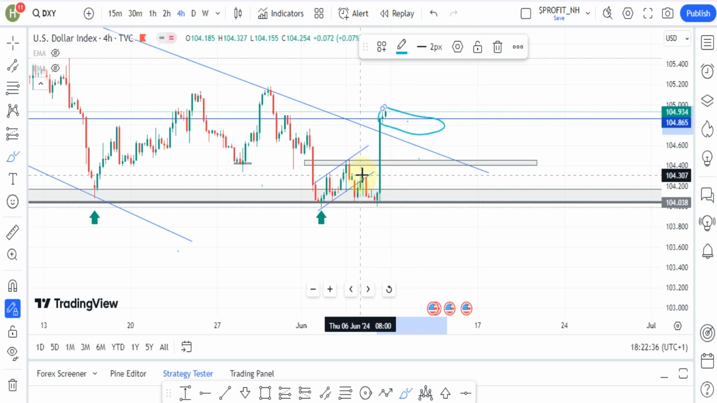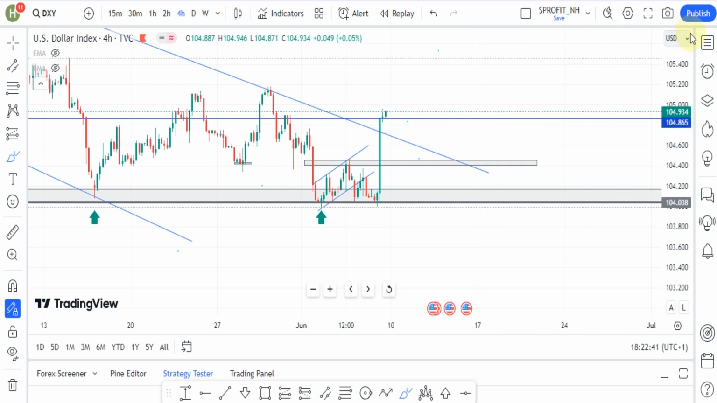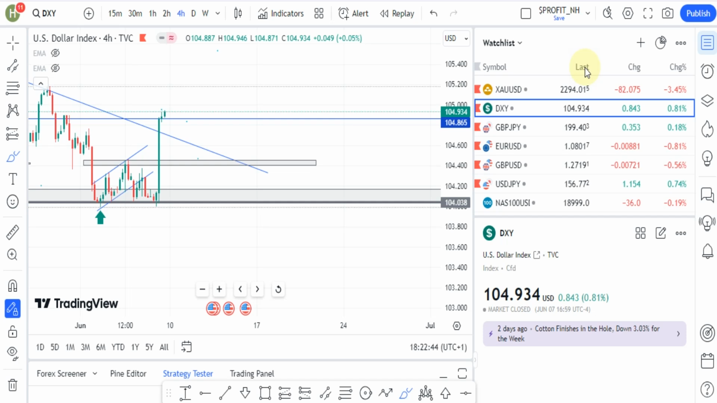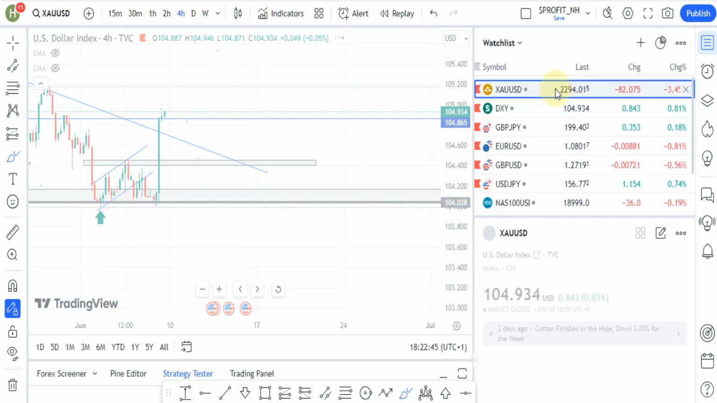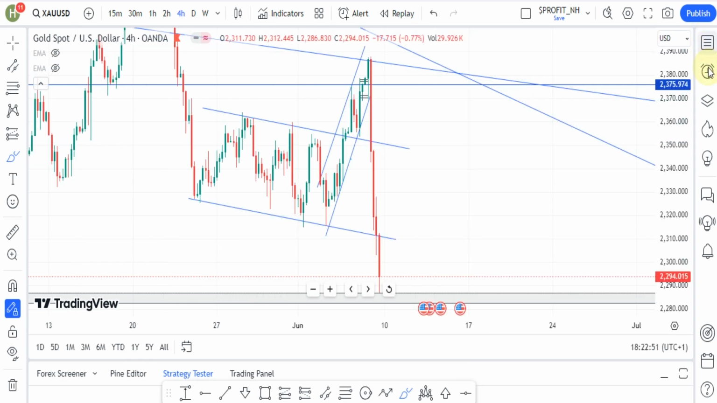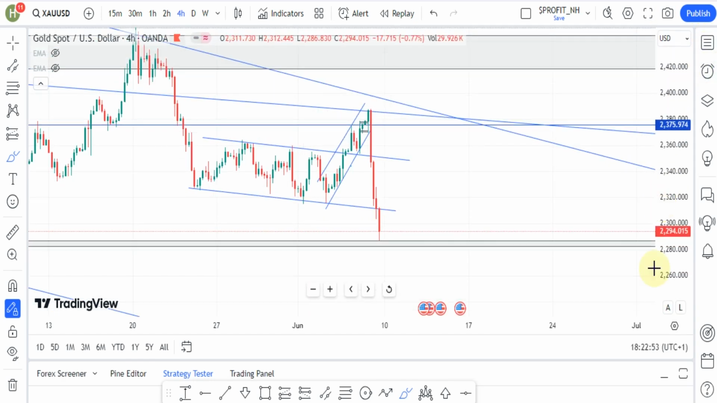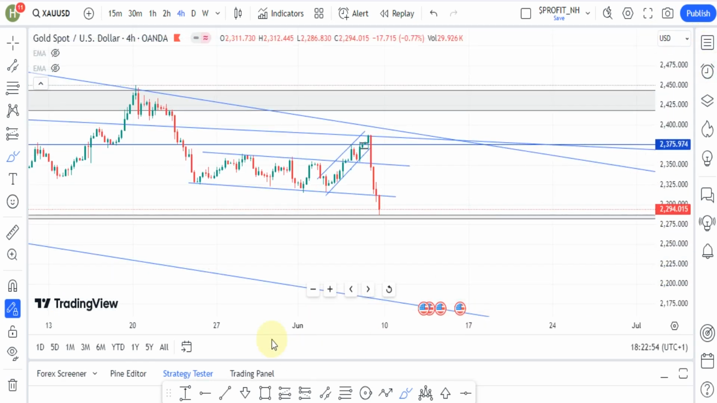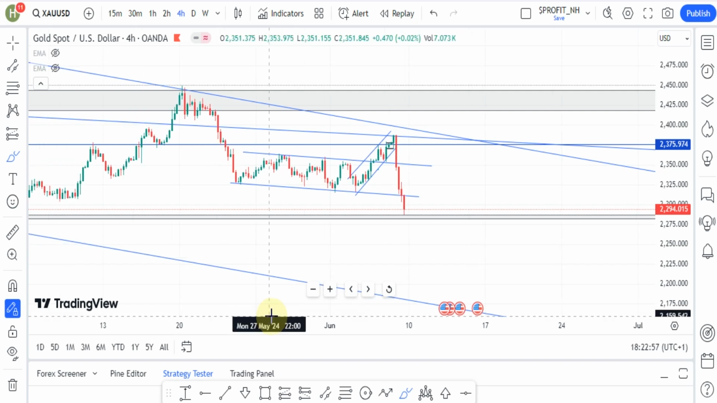So after understanding what the DXY is doing, I want us to go to gold and see what it will probably be doing. Because if this is what will be happening from the DXY, that means in the gold market we'll probably be having those long-term sell entries from there.